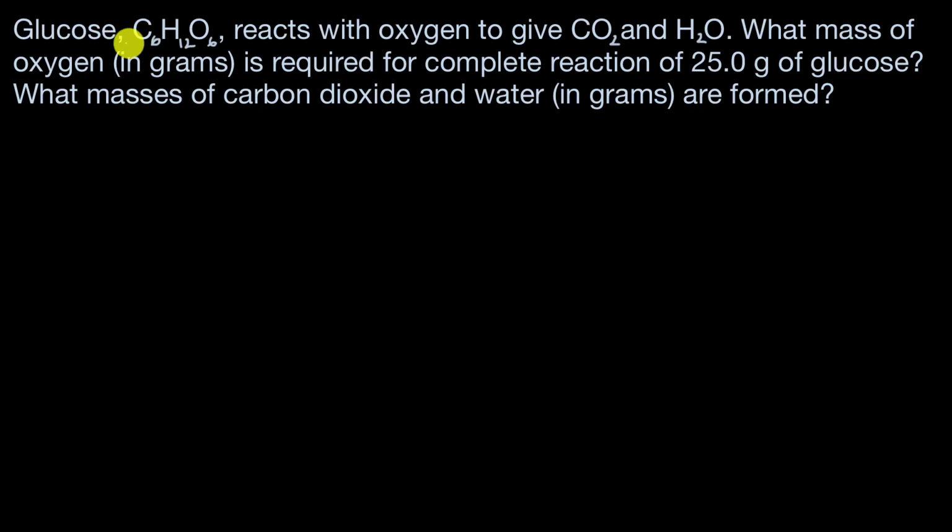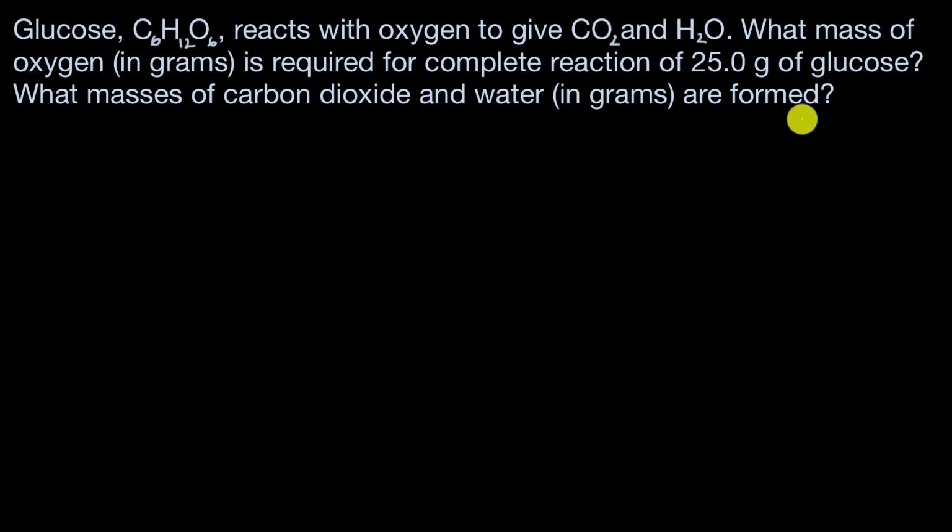We're told that glucose, C6H12O6, reacts with oxygen to give carbon dioxide and water. What mass of oxygen in grams is required for complete reaction of 25.0 grams of glucose? What masses of carbon dioxide and water in grams are formed?